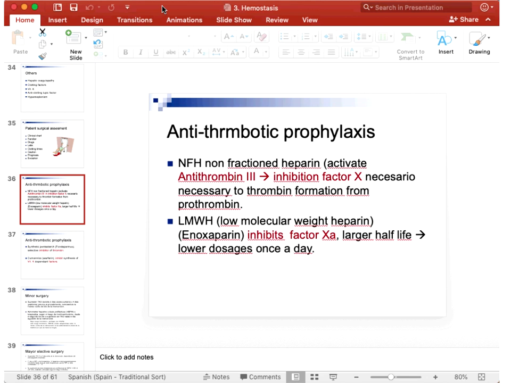All right, so we give this NFH, which accounts for non-fractionated heparins. What they do is activate antithrombin 3, which then inhibits factor 10. And factor 10, as you can recall, is the final common pathway necessary to form thrombin. Now, these were very good, and most of them, they use this, especially in public hospitals.